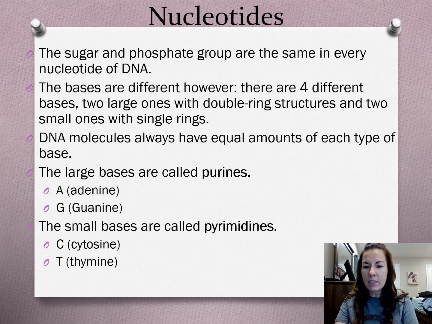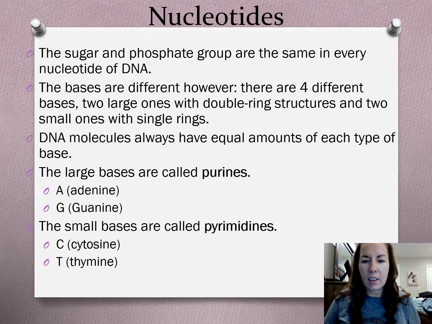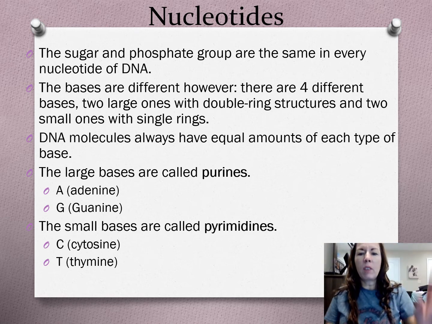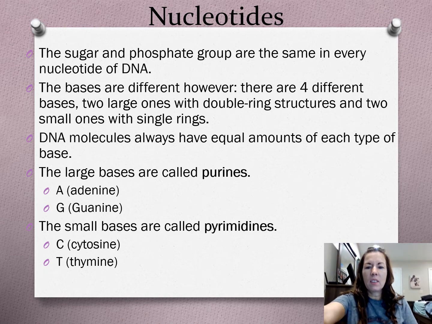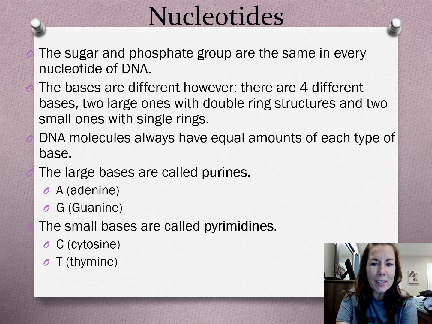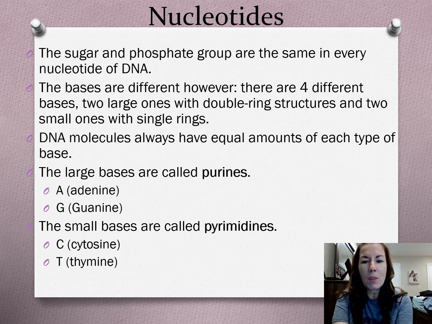So the sugar and phosphate are the same in every nucleotide of DNA. It's always the same sugar, same phosphate, okay? But there are different bases, and so the bases are the things that change. So there are 4 different bases for DNA. There's adenine and guanine, and there's cytosine and thymine. Adenine and guanine are the bigger bases, and so those are purines, and the smaller bases are the pyrimidines.